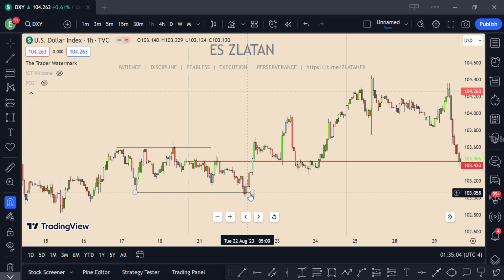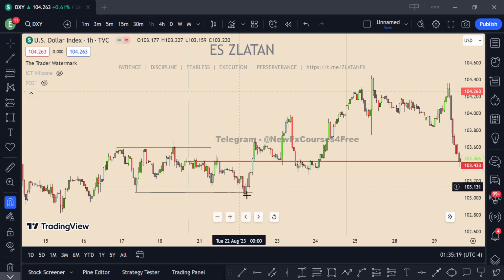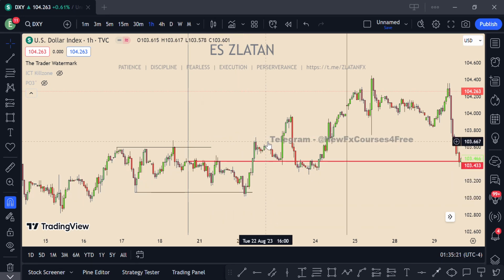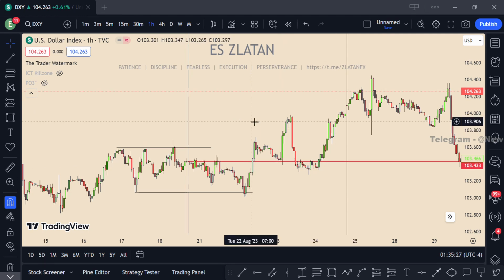The good thing ICT taught us is the Tuesday low of the week or high of the week, Wednesday low of the week or high of the week. So you can see how we accumulated most of the time on Monday, right? And then we manipulated on Tuesday and then we distributed, right? We distributed for the rest of the week and we closed, right?